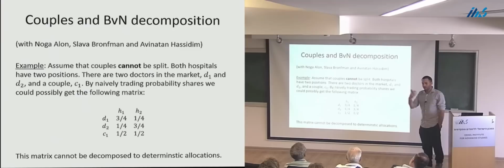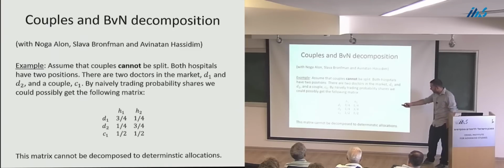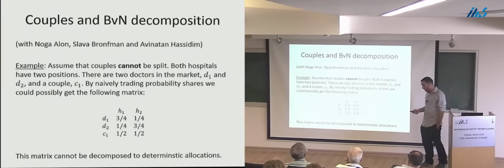Suppose we now ran our algorithm, and we got to this matrix right here that supposedly promises Dr. 1 3/4 probability to get to hospital 1, and Dr. 2 1/4 to get to hospital 1, and the couple half to get to hospital 1 and half to get to hospital 2. Okay? This is legal because this one always gets assigned, this one always gets assigned, this one always gets assigned, and the sum here is actually 2 because this half here should be multiplied by 2. There is a couple there.